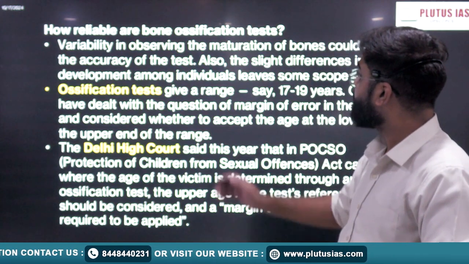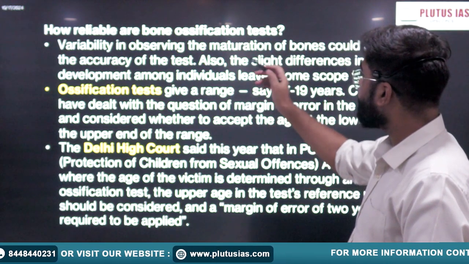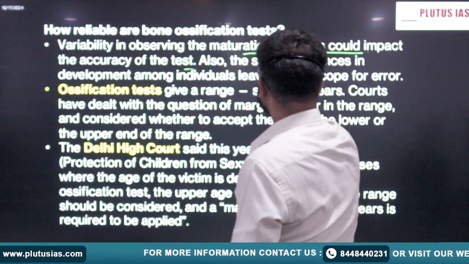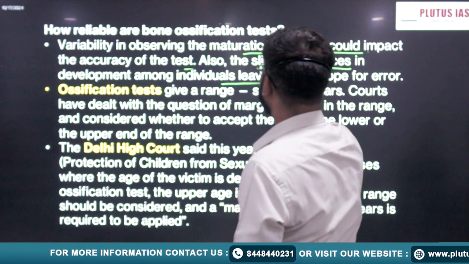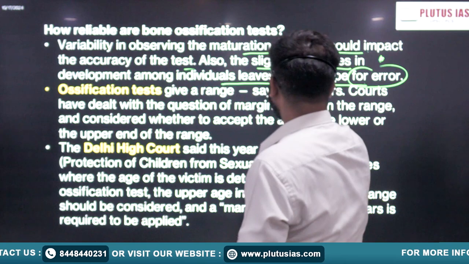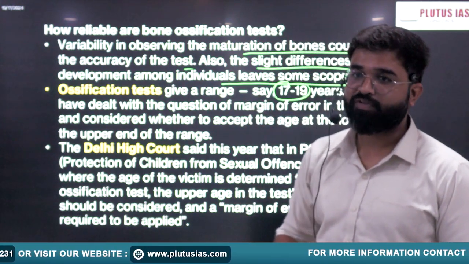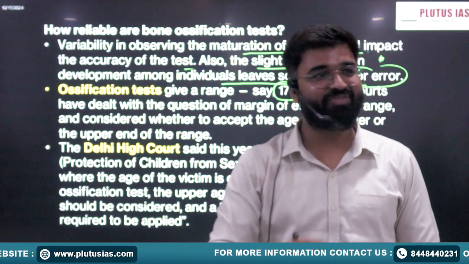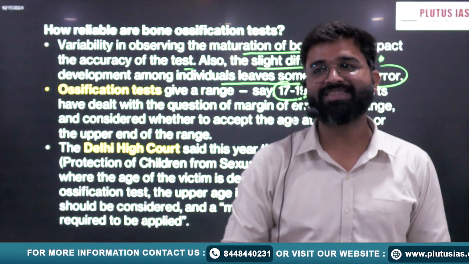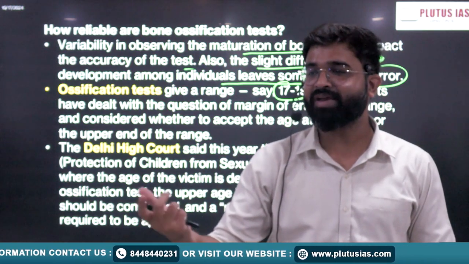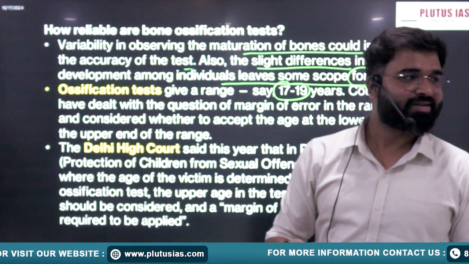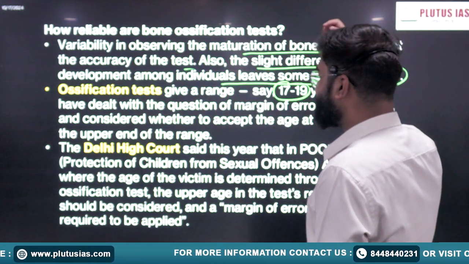Then, how reliable is the bone ossification test? Variability in observing the maturation of bone could impact the accuracy of the test. Also, the slight difference in development among individuals leaves some scope for error. The ossification test gives a range, say 17 to 19. Issue bhi toh yahin pe hai. It will give a range, and there is doubt with respect to this range. He is claiming that I am 17 years old. Documentary evidence, that is the Aadhaar card, is suggesting that he is 19 years old. And there is a chance of error in the ossification test as well.